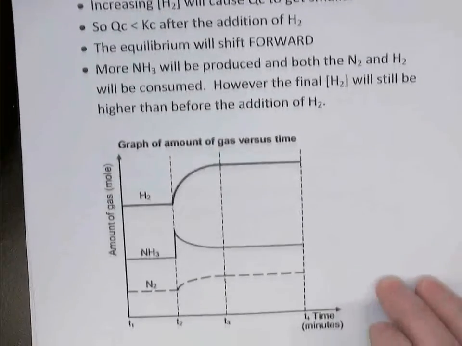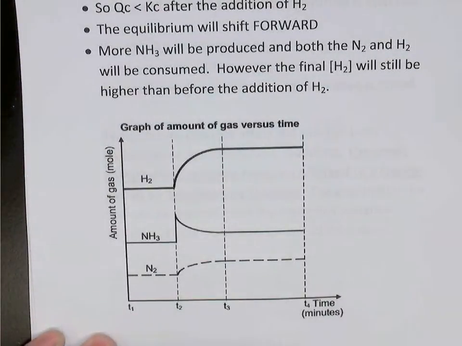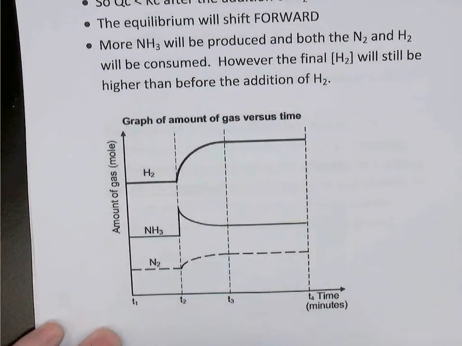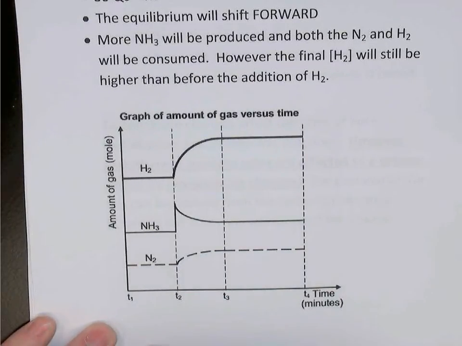Here is another graph that shows a different stress. Pause the video and see if you can explain what's happened here to the original equilibrium and explain why that happened using either kinetics or the reaction quotient.